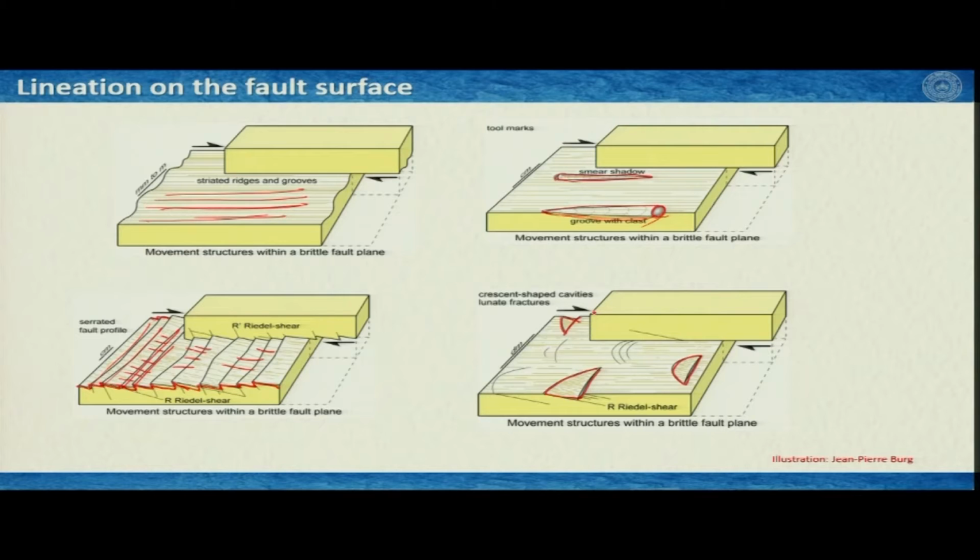So, these 4 are very important. Not necessarily do you see all of them on a single fault surface, but in different fault surfaces, based on their kinematics, the mineralogy, and the morphology of the fault surface itself, you can get these features either in a single plane or in different planes. So, with this we finish the surface lineations or non-penetrative lineations.